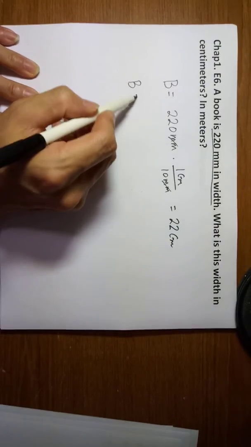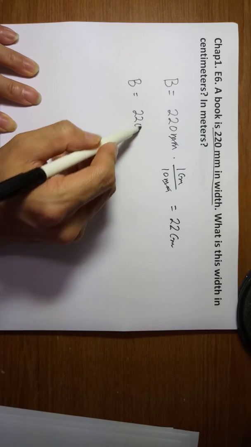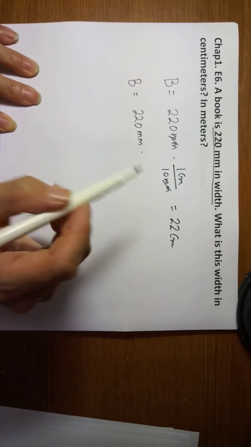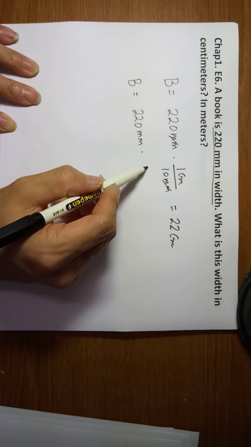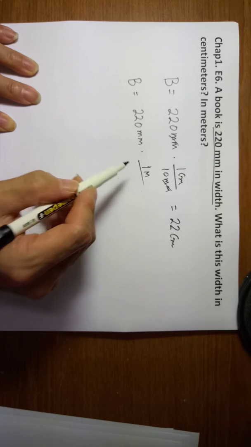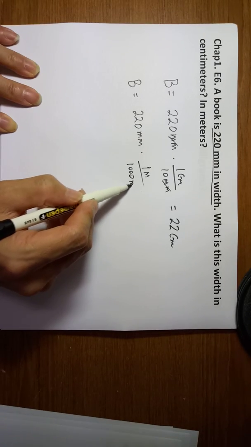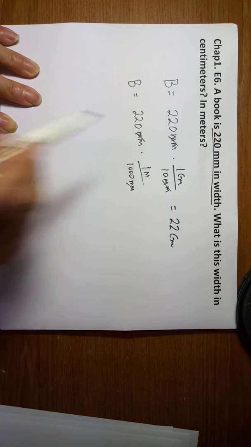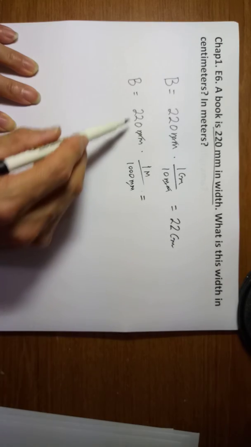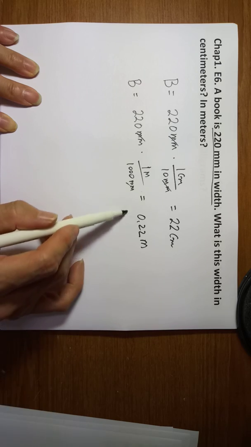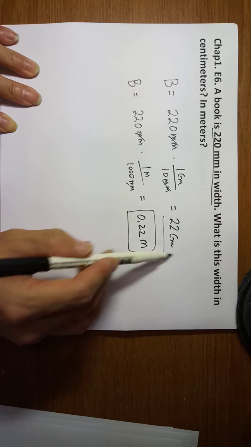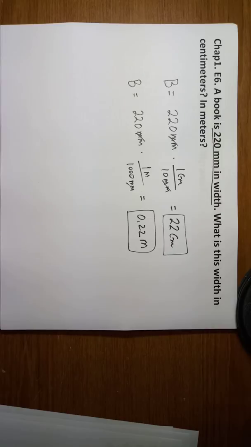And the book, 220 millimeter times 1 meter over 1000 millimeter. Millimeter unit cancel out, and then divided by 1000, 0.22 meter. So this is in meter and this is in centimeter. So we can convert in each way. Okay, and I will continue the next question.